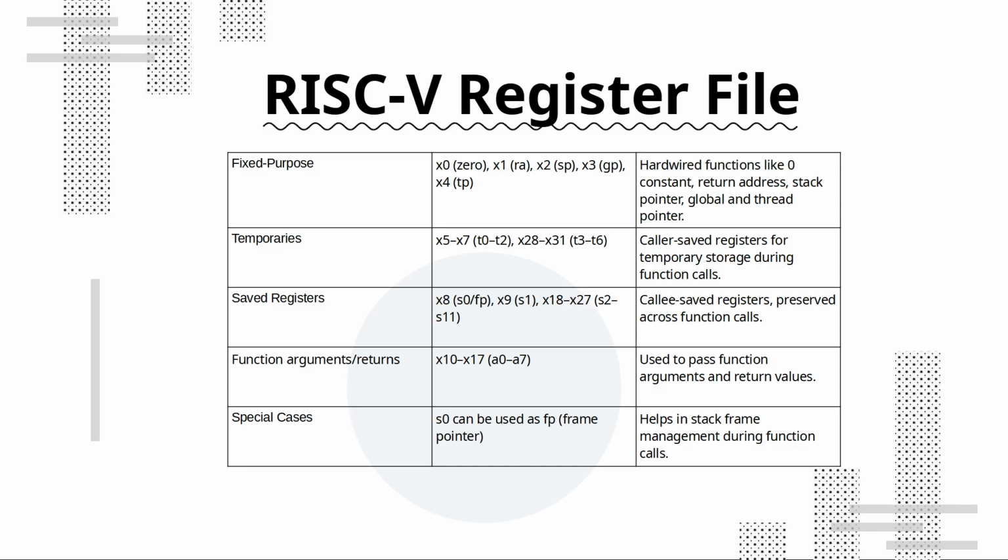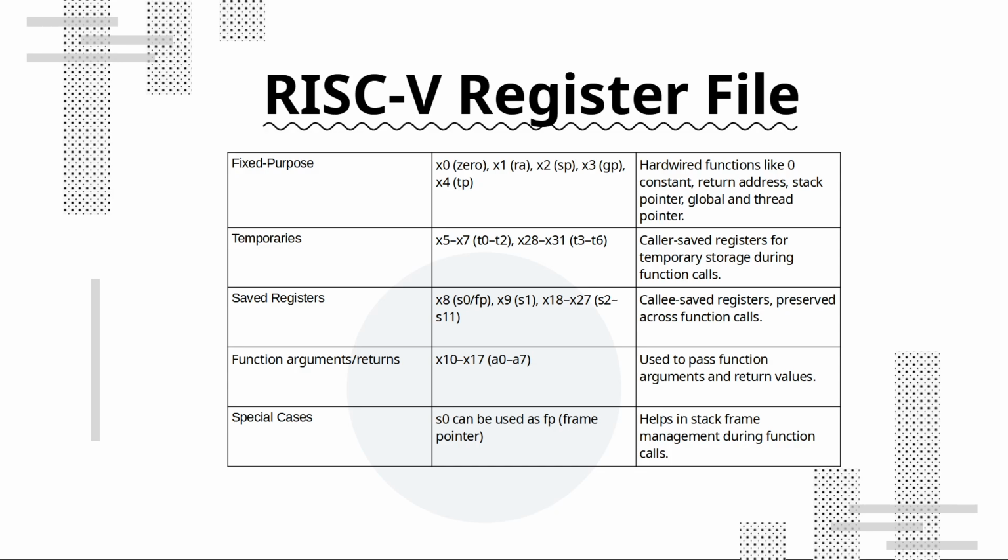We then have the temporaries group. These are X5 to X7, which in code we name T0 to T2. And we have X28 to X31, which we name T3 to T6. And these are really used for caller saved registers for temporary storage during our function calls.